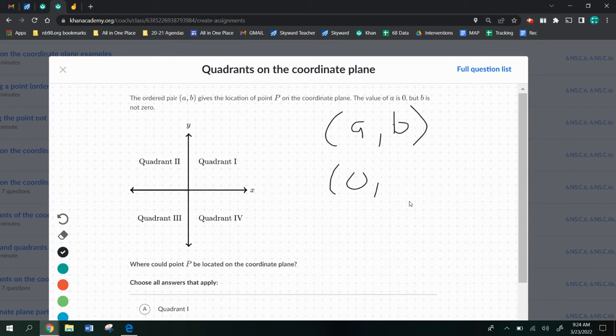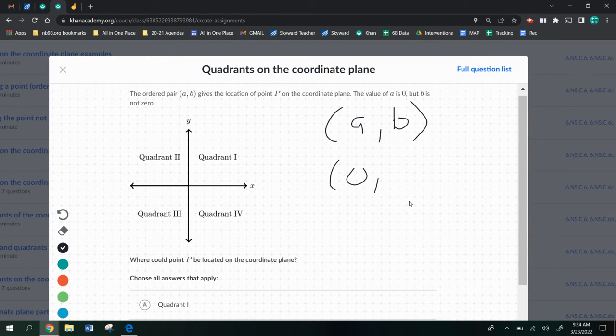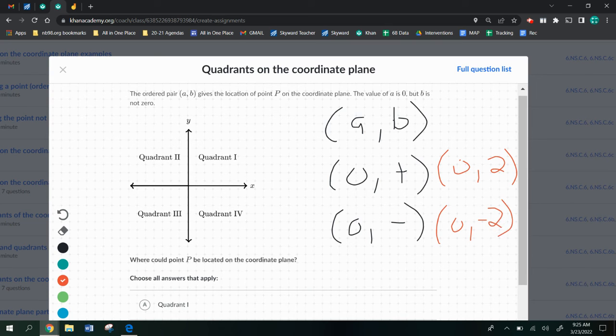So that means we have two options. Think about this. If B can't be 0, that means B can be a positive number or it can be a negative number. But it can't be 0. So an example, let's say I wanted to do 0 and then +2. Make it easy. 0 and -2. Those are the options. You can pick any number, +5, -5. But the first one is always 0 because A is always 0. So the value of A is 0.